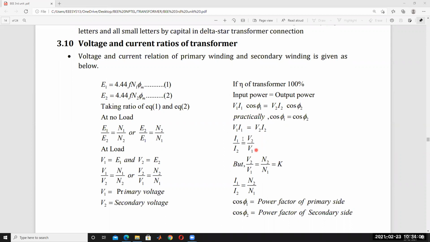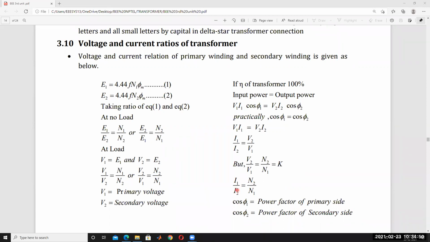Based on that, we get one relation. Voltage V1 by V2 is equal to N1 by N2. That means V1 is proportional to the number of turns, but I1 is inversely proportional to N1 and N2. So it is opposite. Voltage V1 is proportional to the number of turns N1: if the number of turns increases, voltage increases. But if N1 is increasing, current decreases. Understood? If the number of turns N1 on the primary side increases, the primary current decreases. Similarly, if we increase the number of turns in N2, the current I2 decreases.